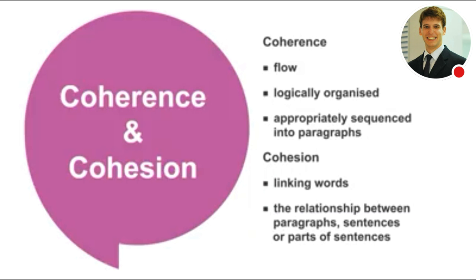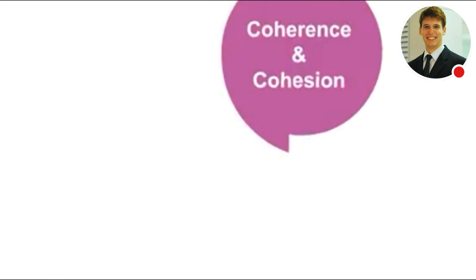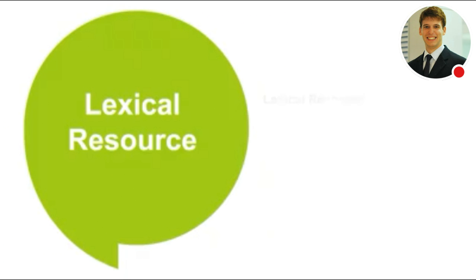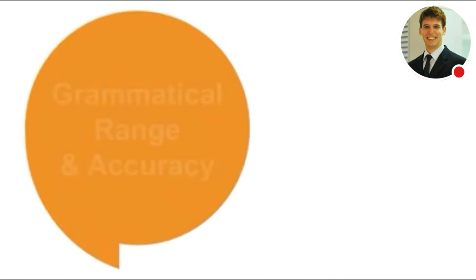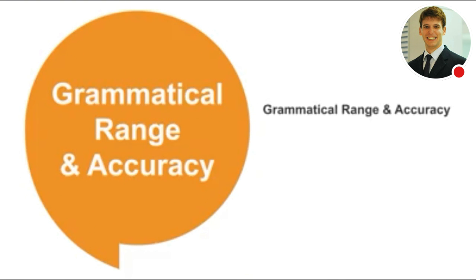parts of sentences. Next is lexical resource. This refers to the range of vocabulary you have used in your writing and how accurate and appropriate it is for the specific task. Finally, grammatical range and accuracy. This focuses on the range of grammar structures you have used in your writing and how accurate your grammar is.